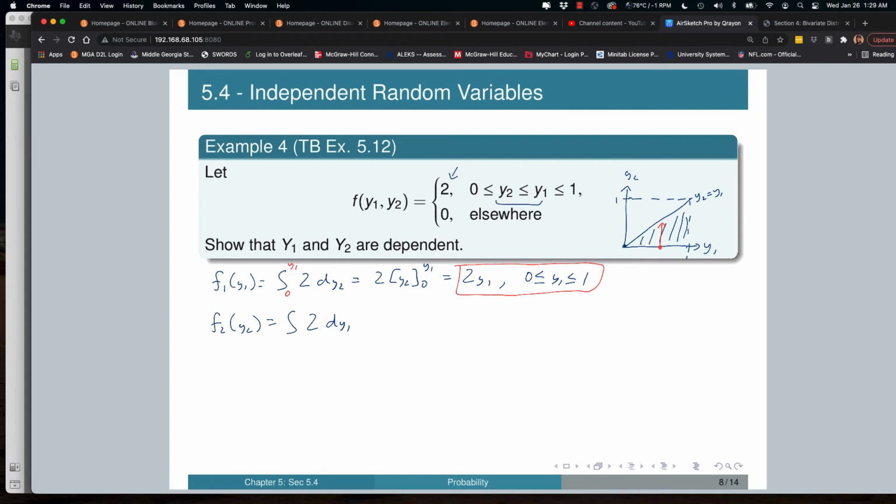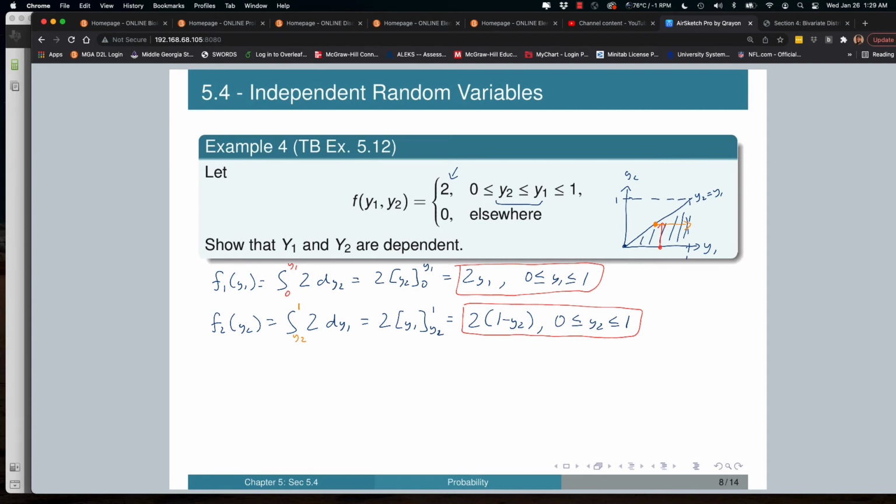And our limits of integration this time are going to go from left to right. So the furthest left we can go is that diagonal line there all the way out to 1. So we're going to go from y sub 2 up to 1. All right, and that gives me 2 times y sub 1 after integrating from y sub 2 up to 1, which means I get 2 times 1 minus y sub 2 as my answer, from 0 less than or equal to y sub 2 less than or equal to 1. And there are my two marginals.